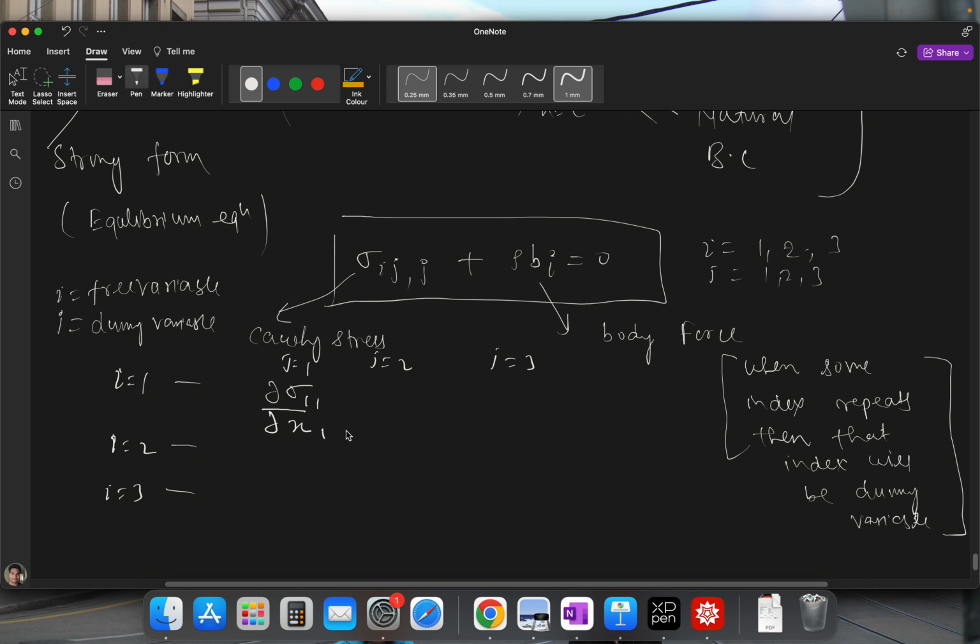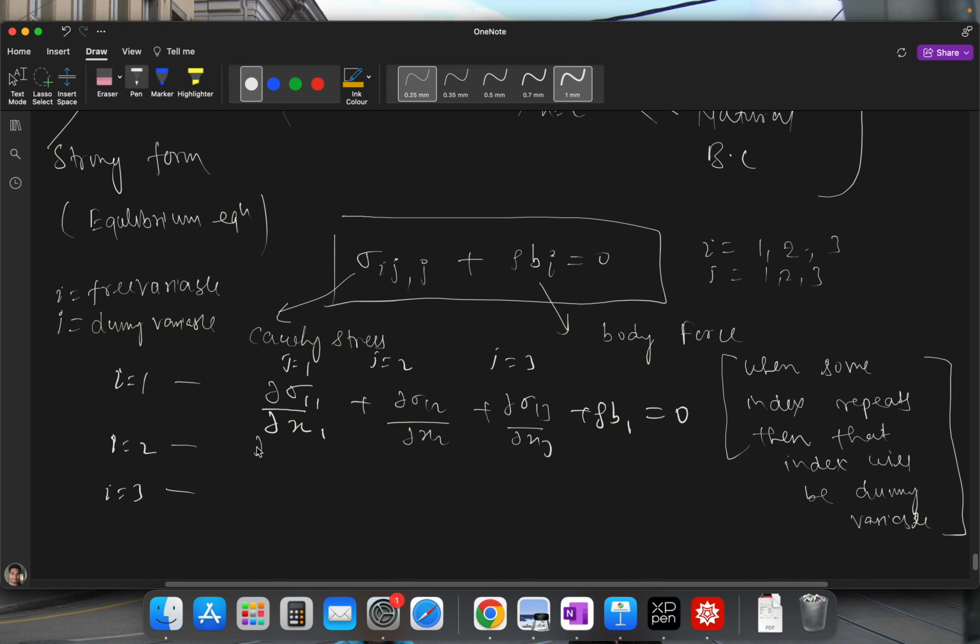Think about it. 1 1. Okay, so what it will be: sigma 1 2, j is repeating here, 1 2, so that will be del sigma 1 2 del by x2 plus del sigma 1 3 del by x3 plus rho b1 equal to 0.